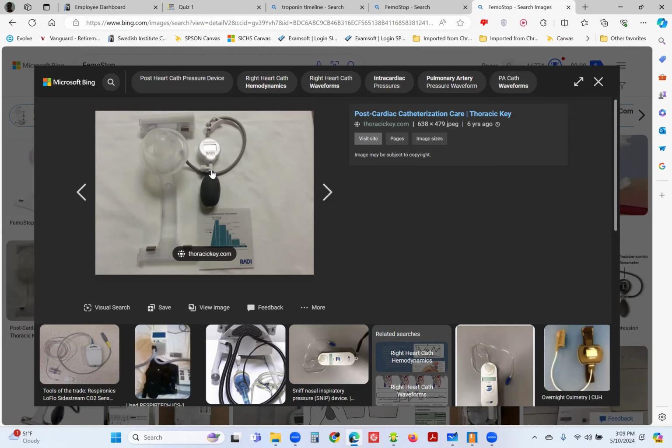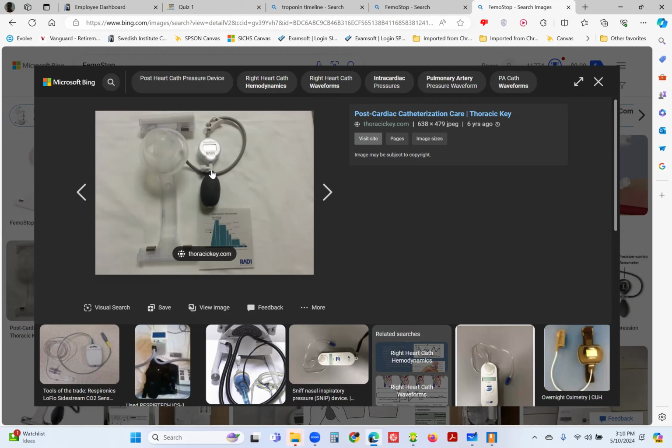We want enough compression to stop the bleeding, because a pseudoaneurysm is basically bleeding. So the patient is bleeding out of there. The only difference is the bleeding has nowhere to go because the skin is intact. But the artery was punctured. So it's bleeding but has nowhere to go. So it'll be like this big.